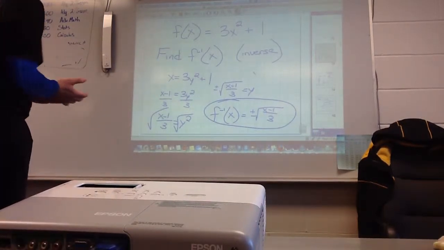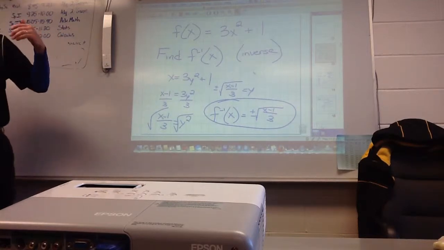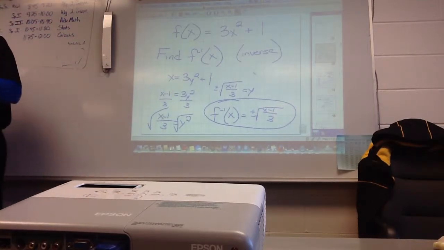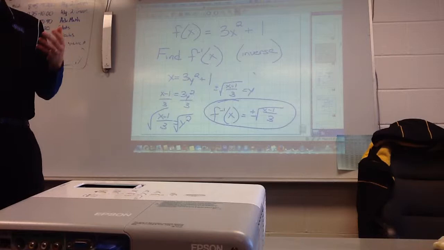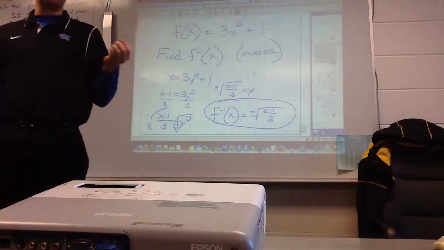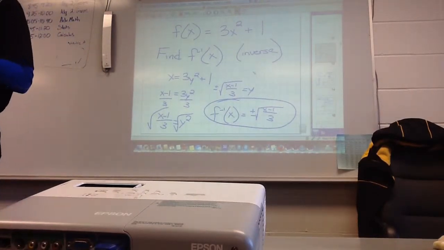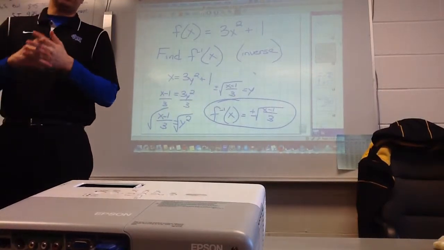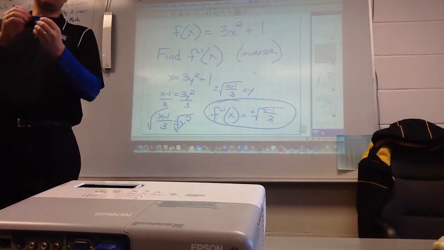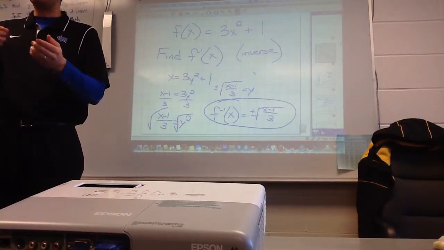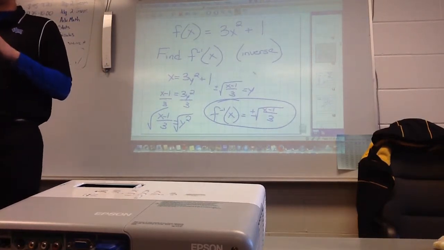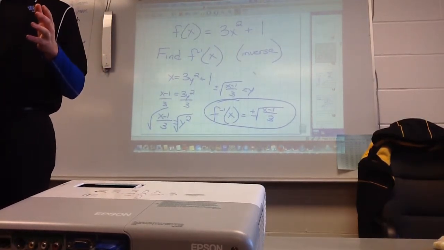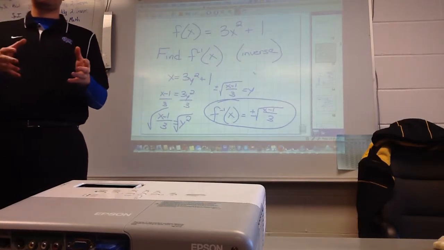Okay, so one of the topics was finding the inverse of a function. Let me give you just a brief overview of what an inverse function is. An inverse function is a function that completely undoes a different function, or its inverse.